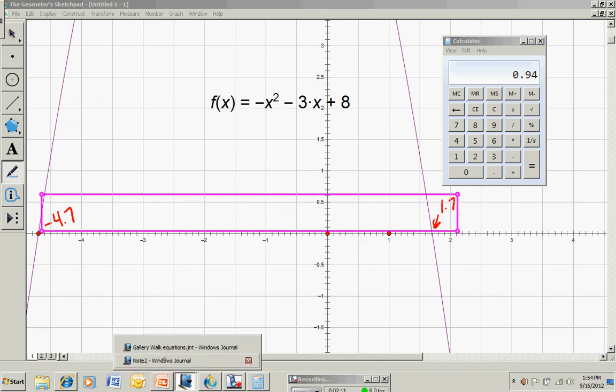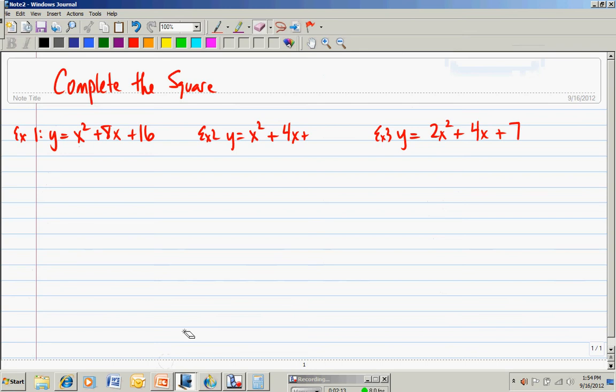So what do you do in those cases? Well, you'll use a method known as completing the square to find the exact values of where the graph would cross the x-axis. Here are 3 examples that I'd like to start looking at.